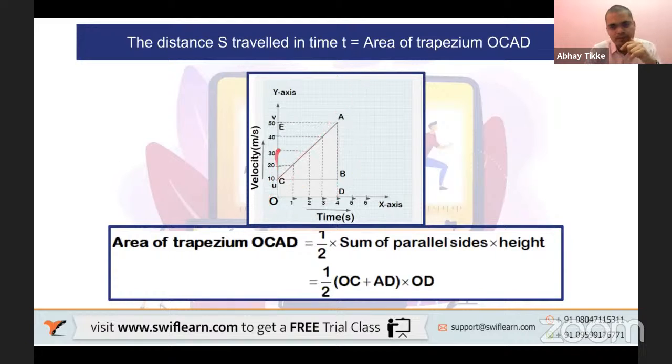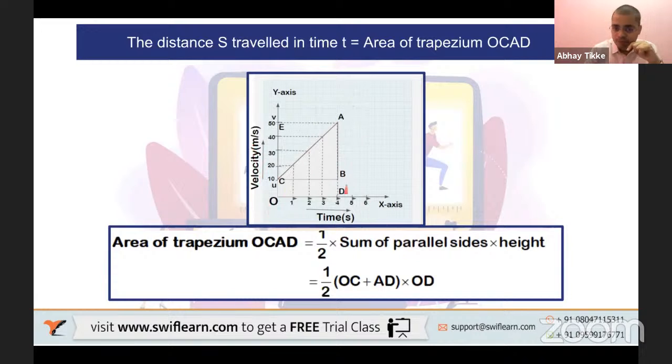OCABDO is a trapezium, right? तो इसमें parallel sides कौन से होंगे? Yes, OC and AD, exactly, very good. OC and AD, these are the parallel sides. So half into sum of these parallel sides, that is OC plus AD, into height.